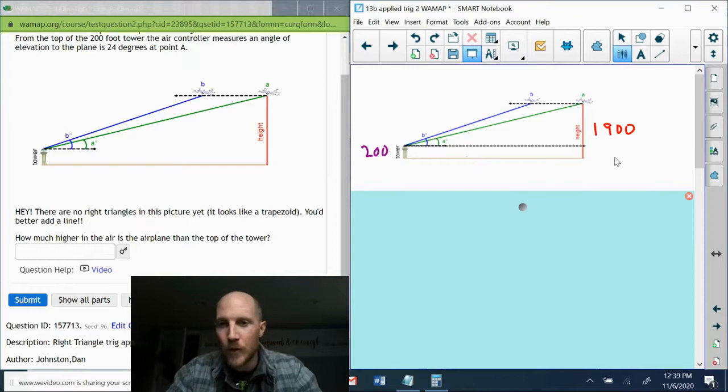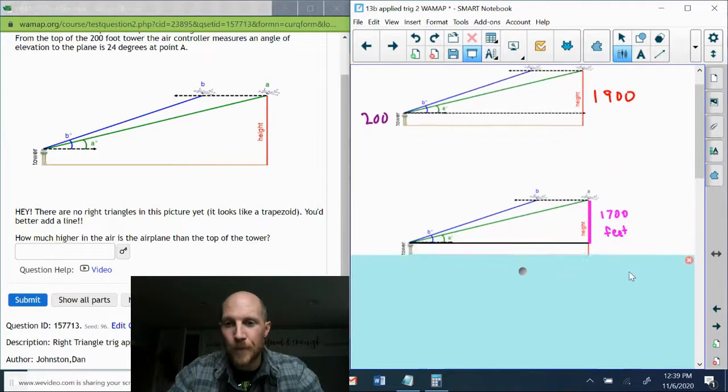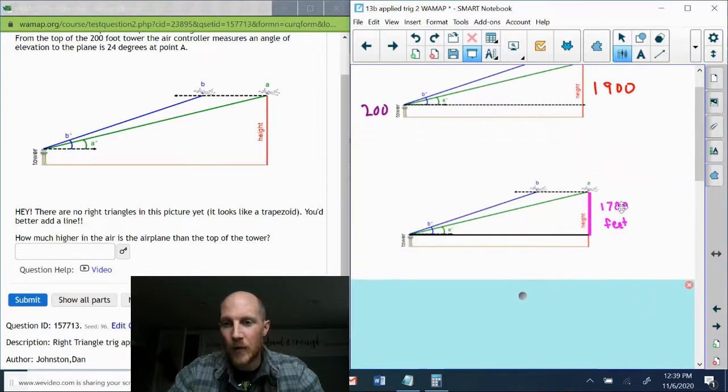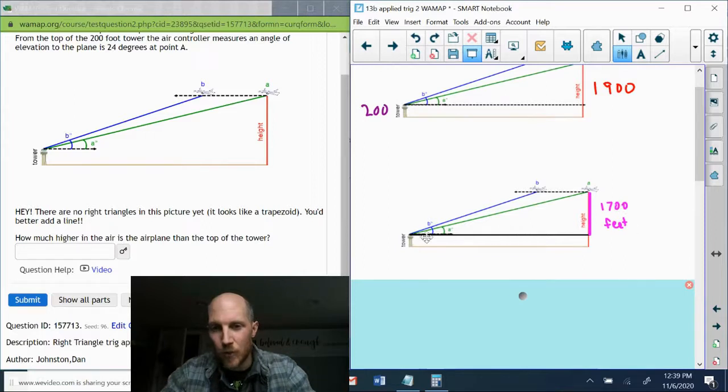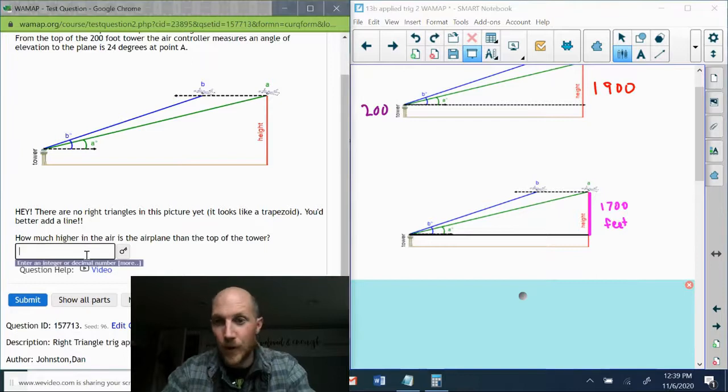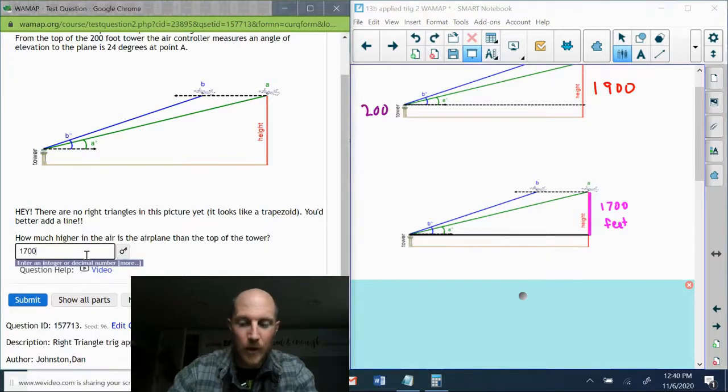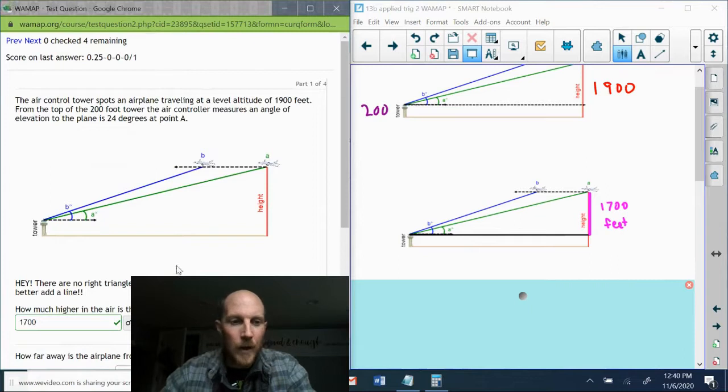Right. So if the tower is 200 feet tall, and the airplane was 1,900 feet off the ground, that means the difference in heights is going to be 1,700 feet from the top of the tower up to the airplane. So I'm going to work with that. I got 1,700 feet as my elevation. I do have one right triangle drawn here with the green side, the pink side, and the black line I just extended across the sky. Sorry, I got to keep track of my answers here. We're going to put in that elevation there, 1,700 feet.